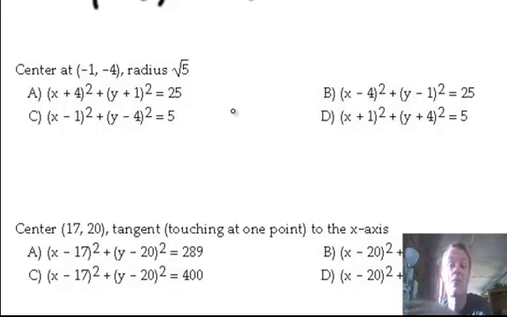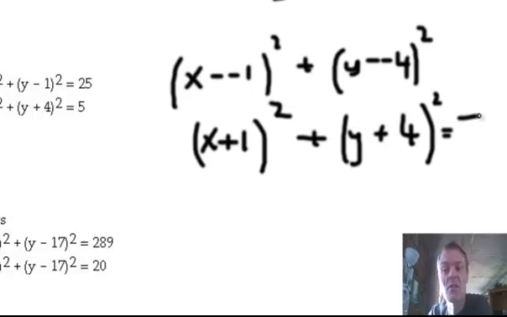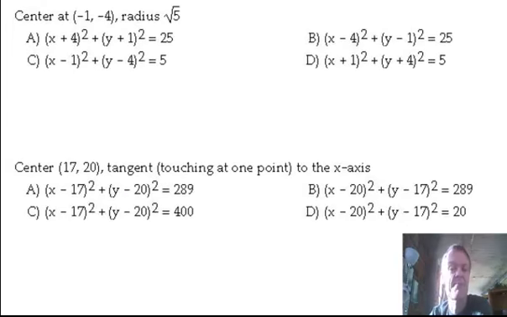If the radius is root 5, what's root 5 squared? Root 5 times root 5 is just 5. So which one's that one? Is that D? Okay, right.